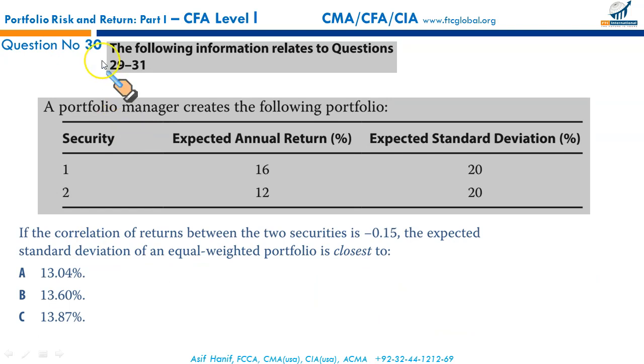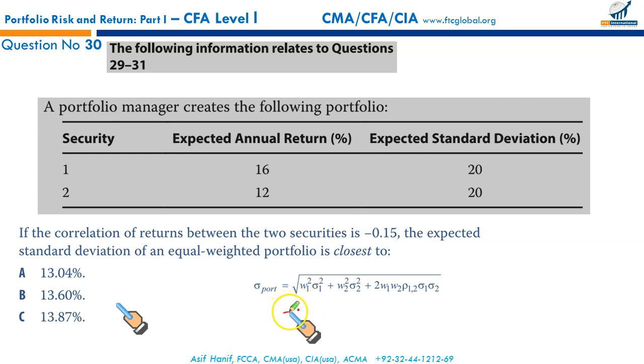Okay, now the next part, question 30. If the correlation of returns between the 2 securities is negative 0.15, the expected standard deviation of an equal weighted portfolio, that is 50% security 1, 50% security 2, is closest to. So this is the formula we use. Let's plug in the numbers. So the weight of security 1 is 50%, so we're going to write 0.5 squared.